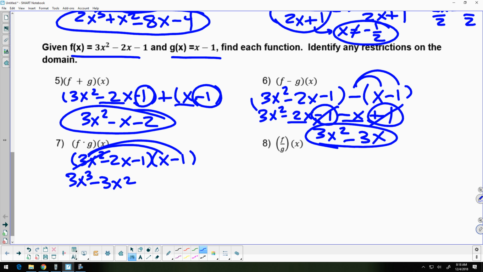Okay, so now I'm going to take that minus 2x and distribute it over both terms. So I'd have minus 2x squared plus 2x. So I'm done with that one. And now distribute negative 1 to both terms. So minus x plus 1.